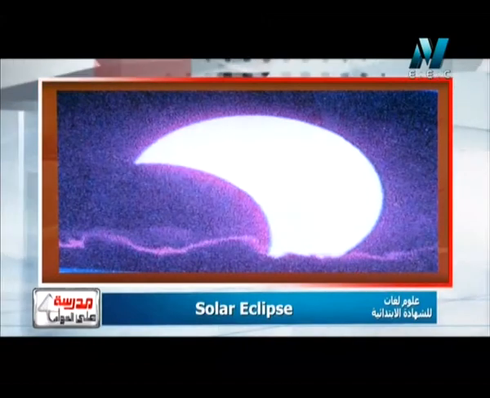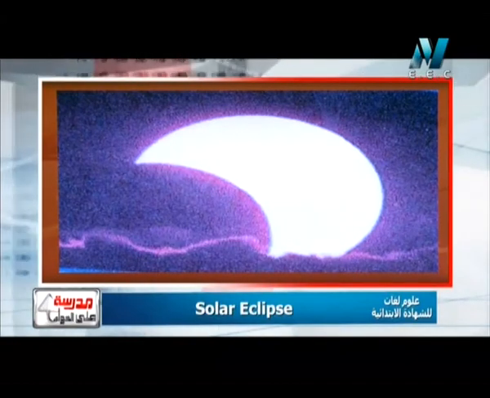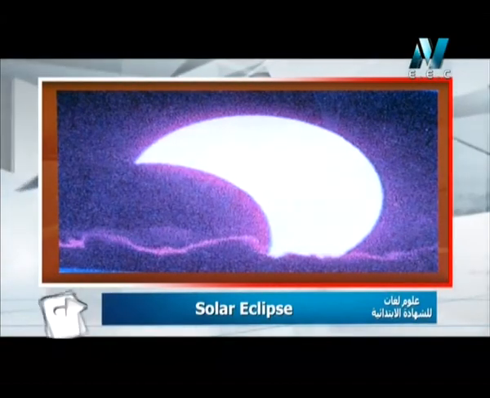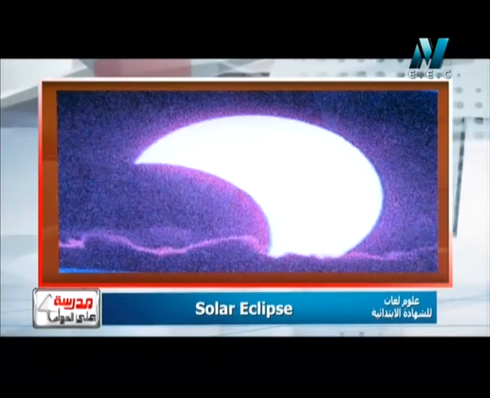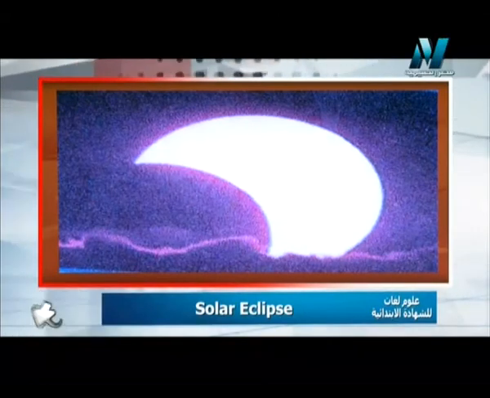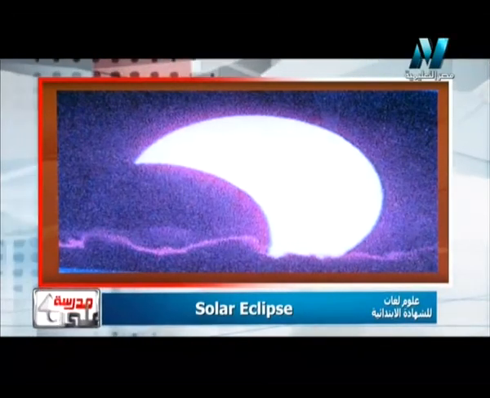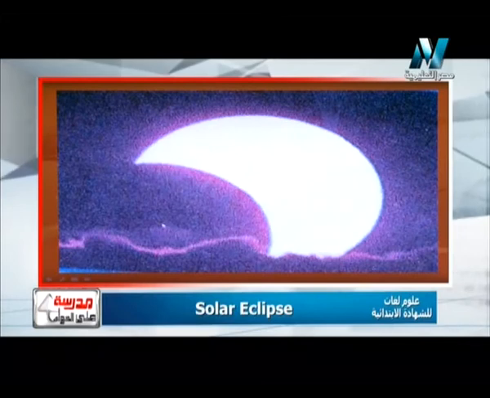So I can see only a part of the sun. Not all the sunlight. So here I have the partial solar eclipse which appears or which occurs in the area of penumbra. In the area of penumbra.